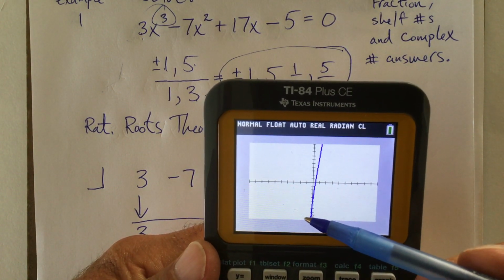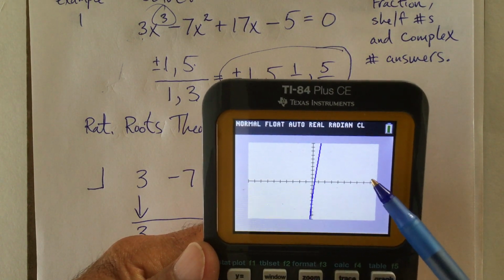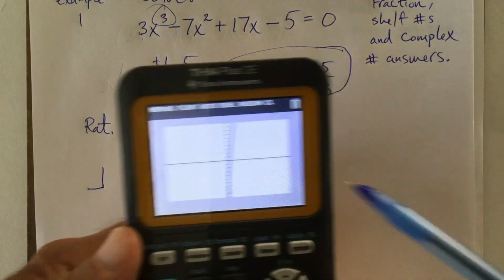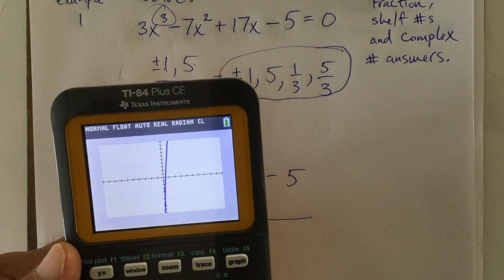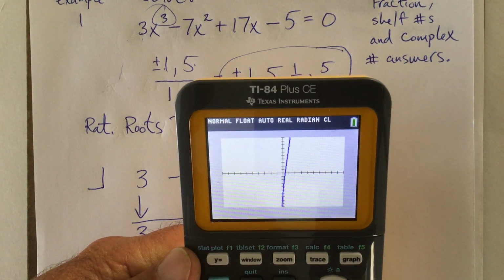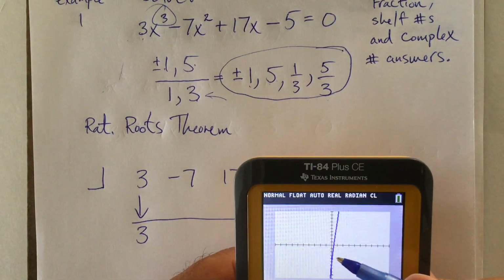This graph is a third power polynomial, so it's supposed to go up on the right side and down on the left. Maybe this thing goes over here somewhere. Maybe it goes off the screen somewhere. Or maybe we have i numbers or complex number answers. Here's how we play this out.